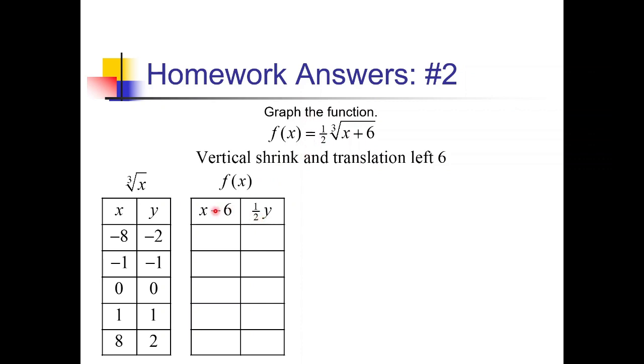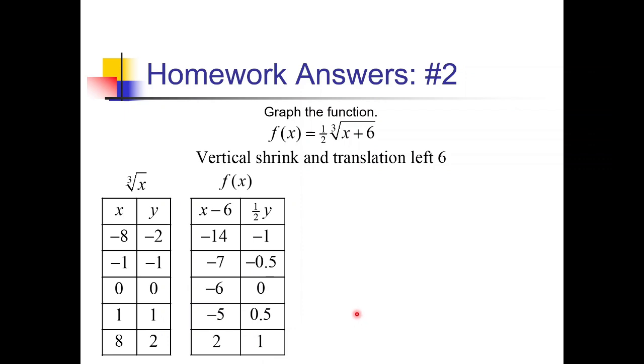So let's subtract 6 from all of our x's. We have -8 minus 6 is -14. -1 becomes -7. 0 becomes -6. 1 minus 6 is -5. And 8 minus 6 is 2. Now for the y values, we're multiplying these all by 1/2. So -2 becomes -1. -1 is now -1/2, or -0.5. 0 is still 0. 1 is now 0.5, and 2 becomes 1.